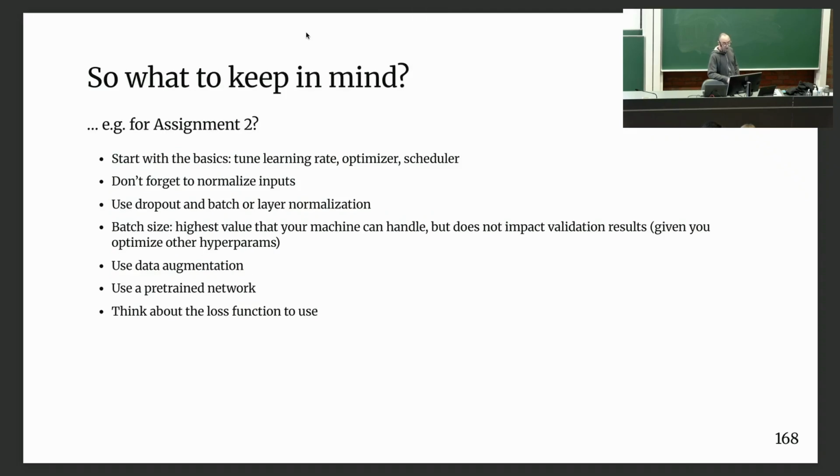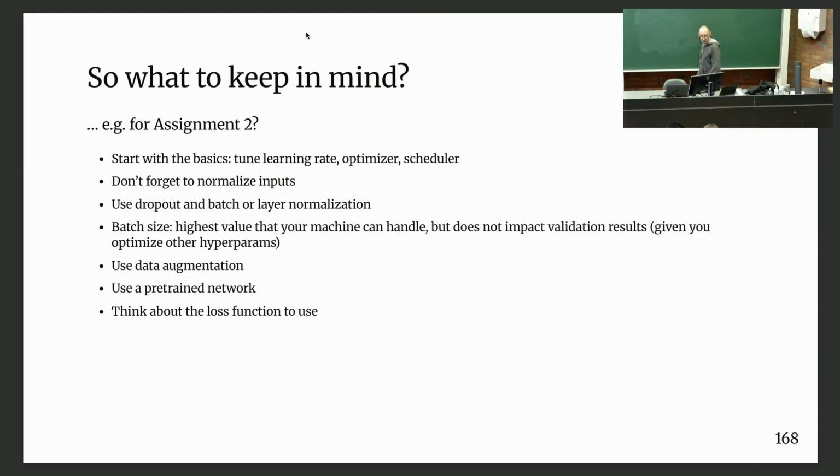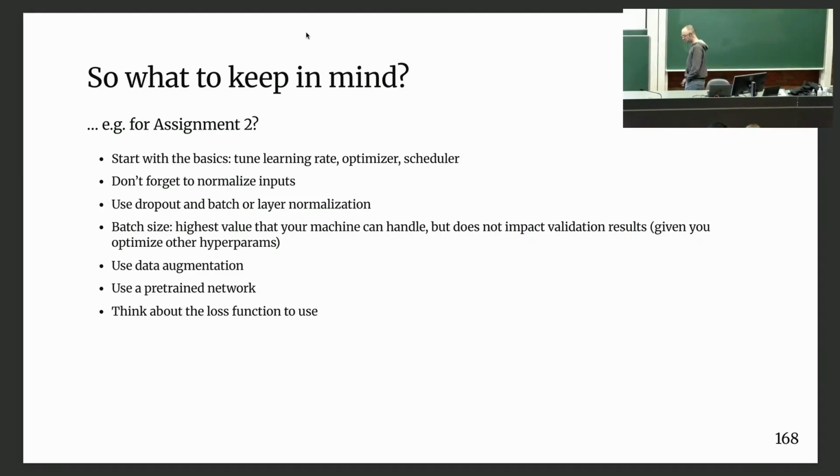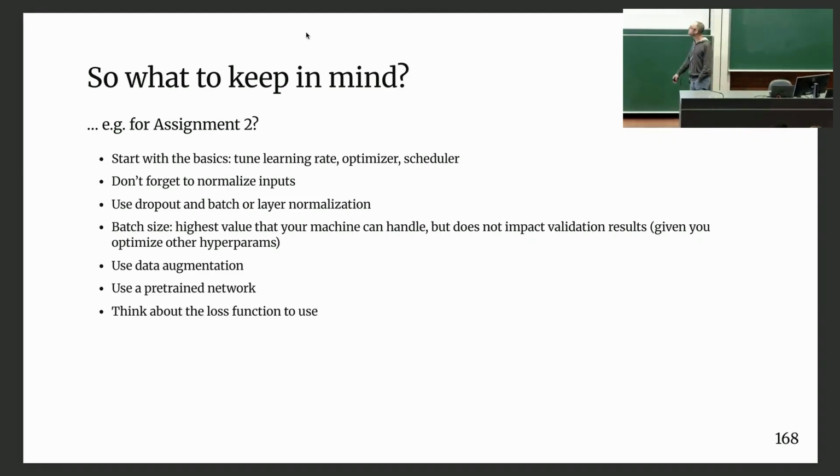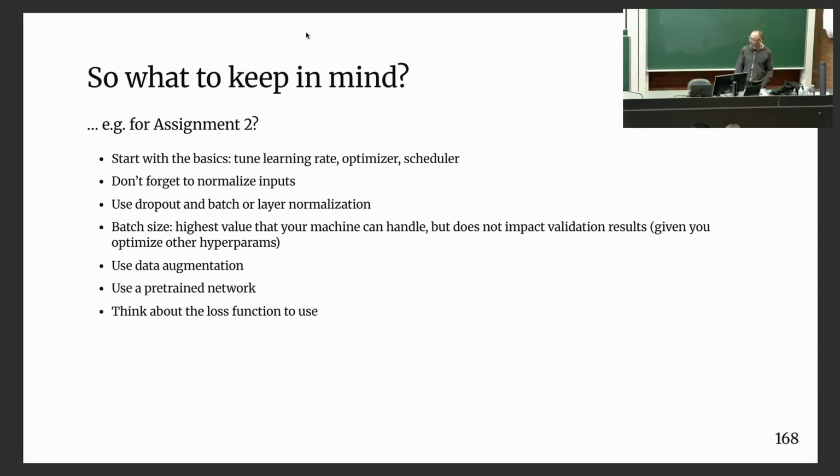Now, for assignment 2, you guys are working on this. What to keep in mind? Think about the basics. So tune your optimizer, your learning rate. Don't forget about those things. Also, don't forget to normalize your inputs, also for images, a commonly made mistake. Try to use dropout, try to use layer normalization if you see that you're dealing with overfitting. Batch size, try to set that as high as possible, but that's typically not a hyperparameter that requires a lot of tuning. Just the higher the better, until your machine can't handle it anymore.